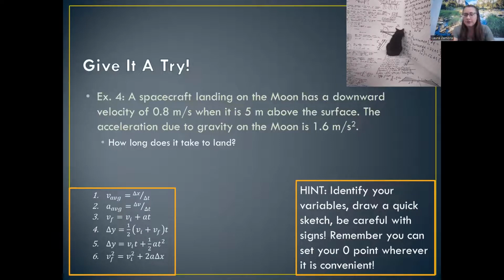Okay, so now a follow-up question with that. You should have your sketch already drawn, your variables list already made. Figure out which equation would be best suited for this problem. How long does it take to land? Take just a couple of seconds, look through that list of equations. Which one do you think would be most helpful in this case?